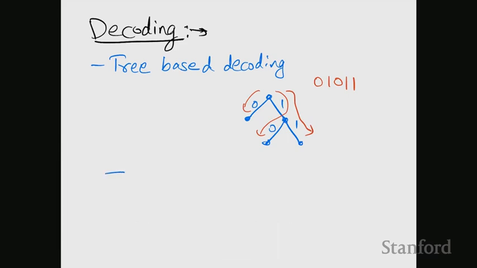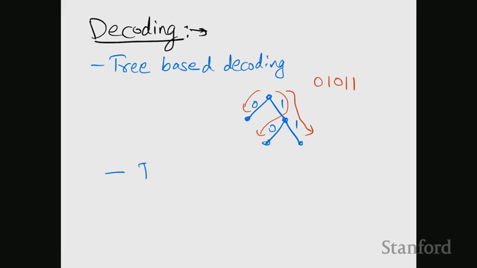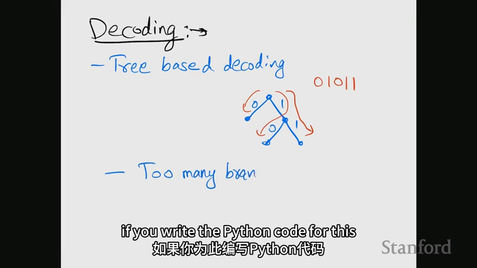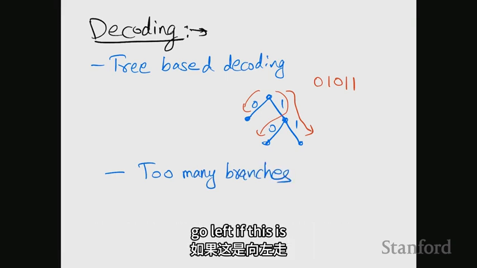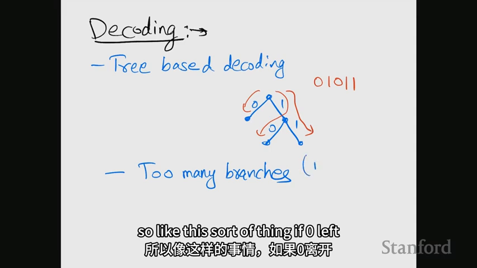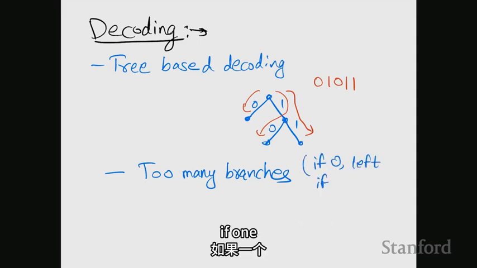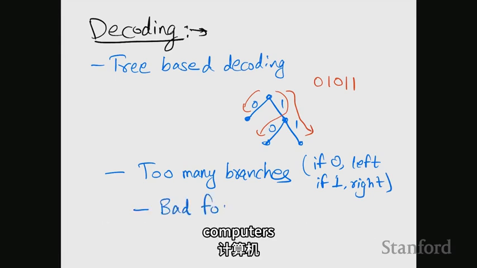Two reasons. One is there are too many branches. Branches in the sense that if you write the Python code for this, there are if-else statements. Like if this is 1, go left. If this is 0, go right. That sort of branches, right? So if 0, left. If 1, right. And branches are really, really bad for modern computers.